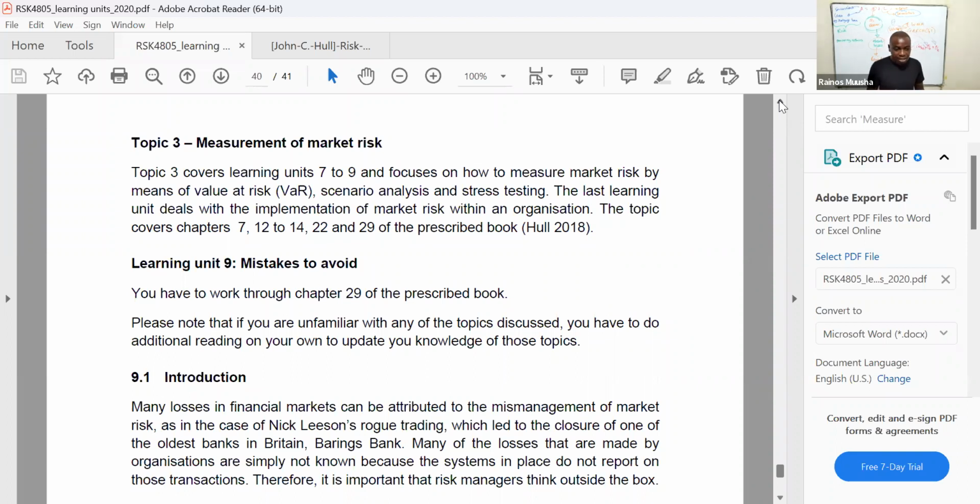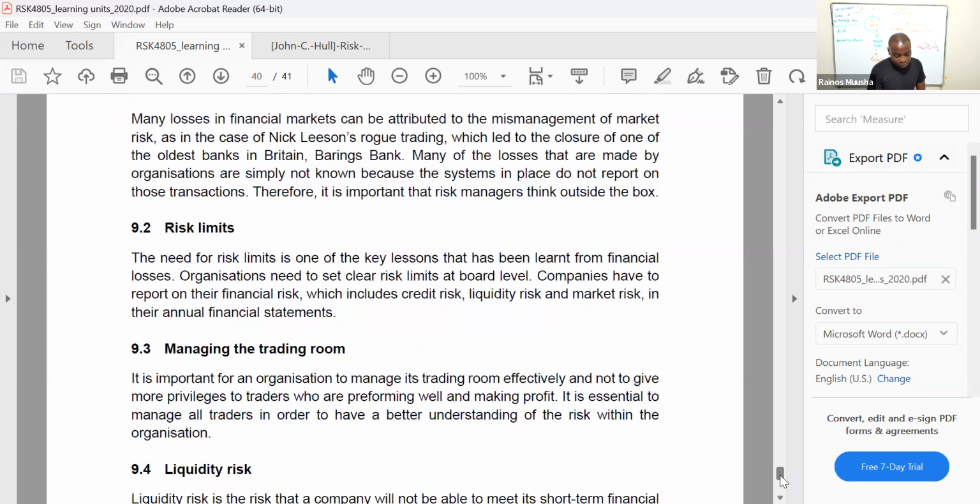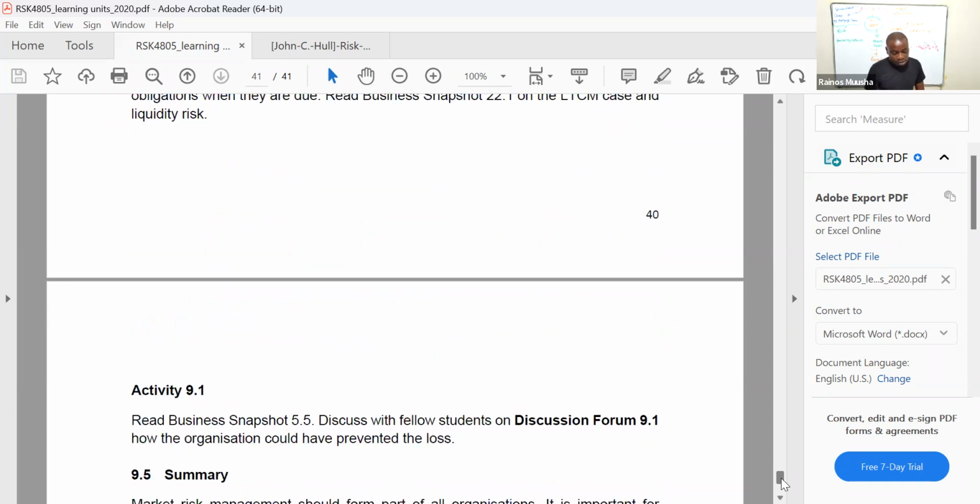So chapter 22 and 29, we are going to go through them, but don't worry much, because since there's going to be a lot of theory coming from there, I'll also show you exactly what the different shortcuts are that you can utilize to answer theory questions in the exam, since your exam is going to be an online exam. So these are the 9 study units that we're expected to cover when it comes to market risk, which is RSK4805. Are there any questions on what we're expected to cover from market risk?